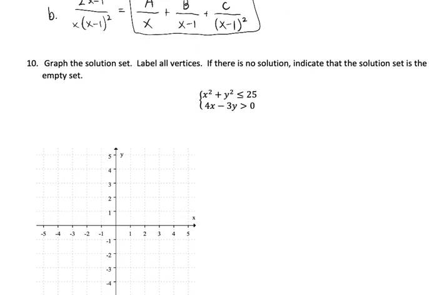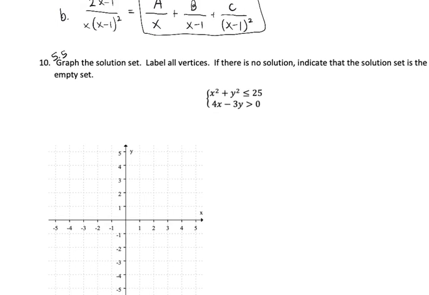Question 10 is from section 5.5, and there's a component of it that's from section 5.4. So the first task is to graph the solution set. So the solution set would be the part of the graph that contains both of the shaded regions for each of these graphs. So I'll start with the first one, x squared plus y squared.